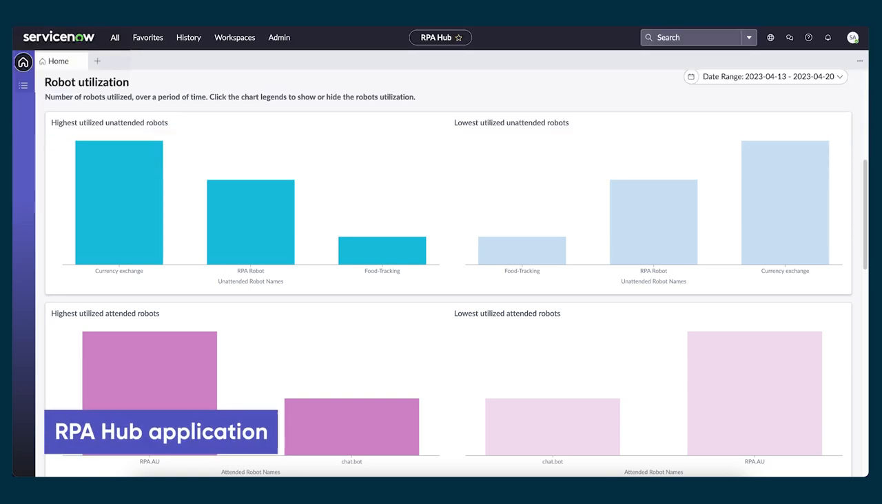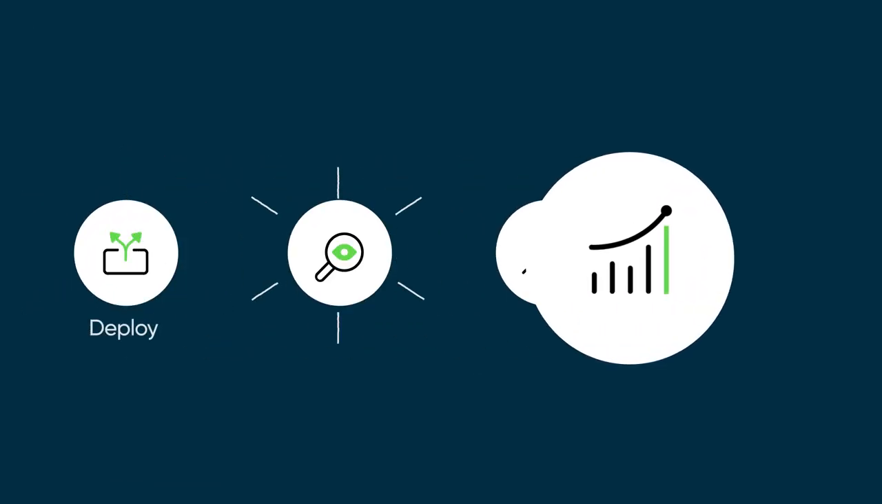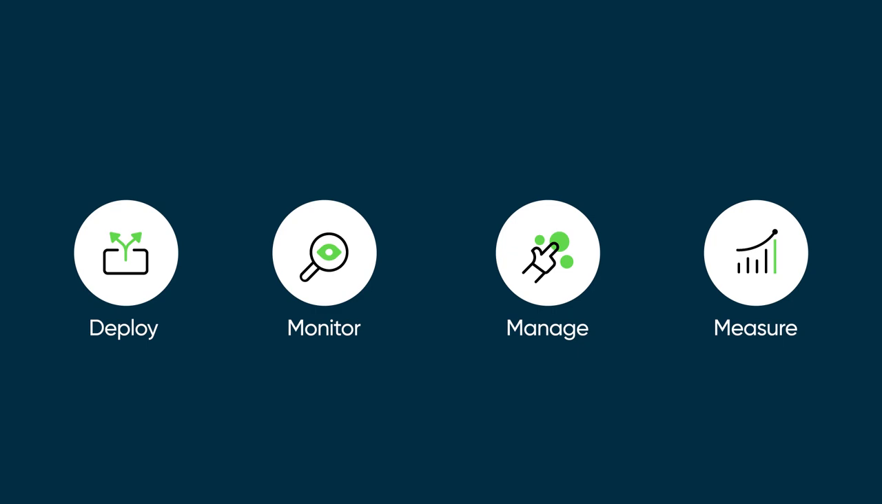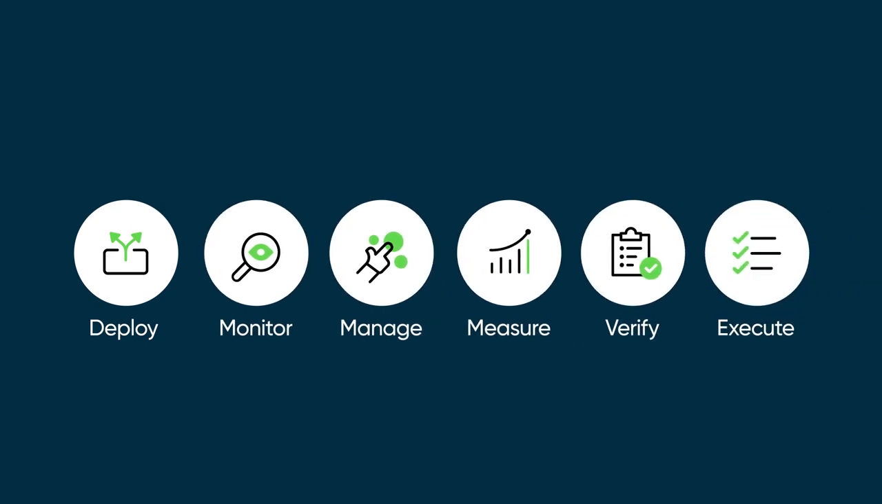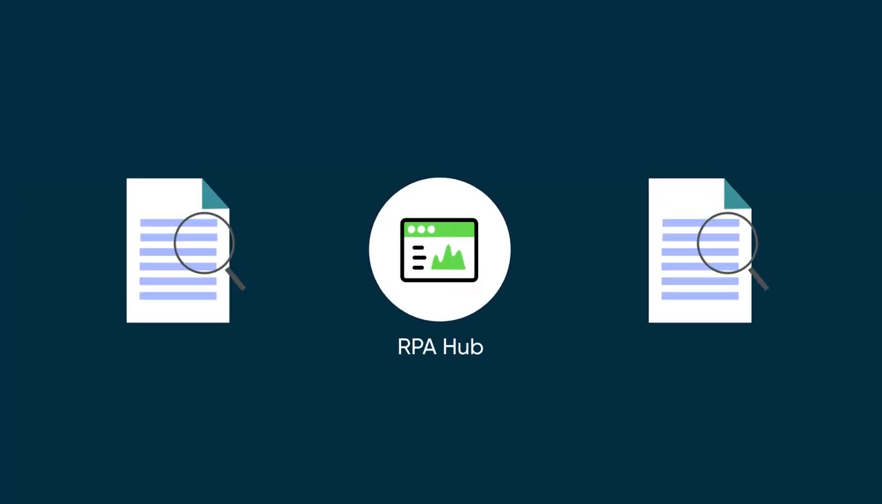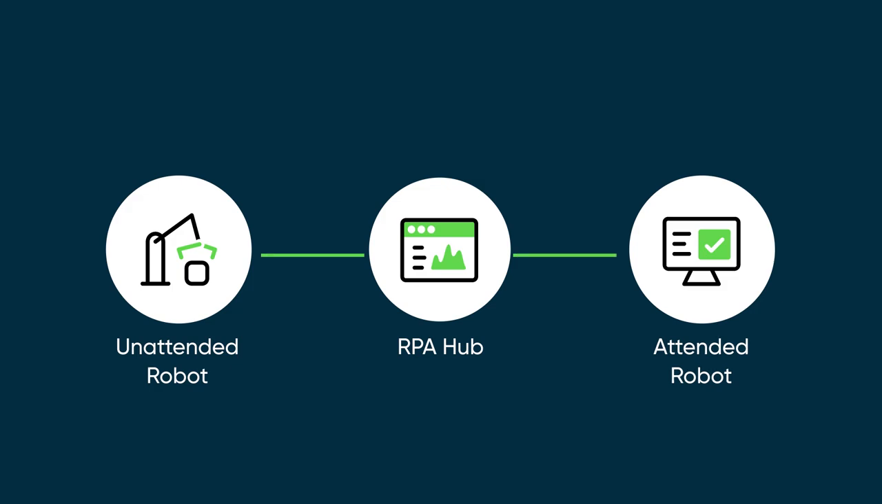The ServiceNow RPA Hub application displays all your robots on an enterprise level. Here you can deploy, monitor, manage, measure, and verify compliance and execute business processes. In addition, the RPA Hub application can manage metadata and provide automation information to unattended and attended robots.